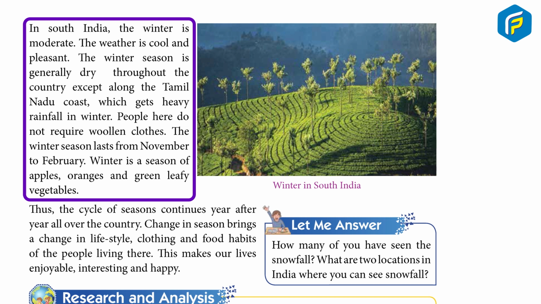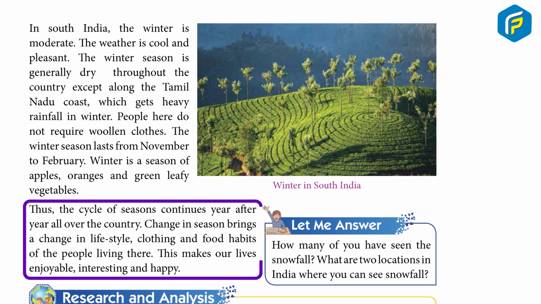The winter season is generally dry throughout the country except along the Tamil Nadu coast, which gets heavy rainfall. People here do not require woolen clothes. The winter season lasts from November to February. Winter is a season of apples, oranges and green leafy vegetables. Thus the cycle of seasons continues year after year all over the country.